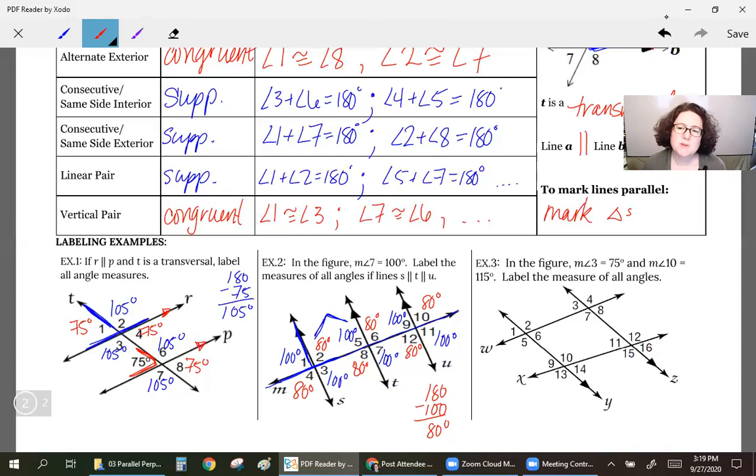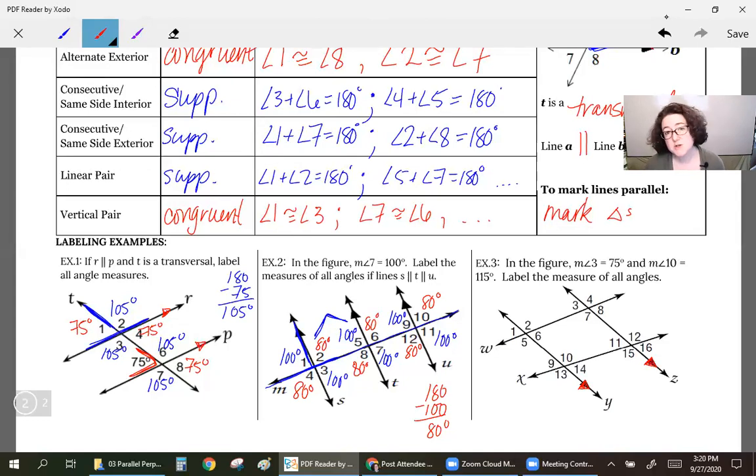All right, in example 3, it looks a little trickier. So it's kind of like our demo diagram where we have multiple sets. So we want to be careful that we are concentrating specifically on which transversals hit parallel lines. So we only have 2 pairs of lines that are parallel. So looking for the triangles, Y and Z have an extra set of triangles. So I know they have to be parallel.